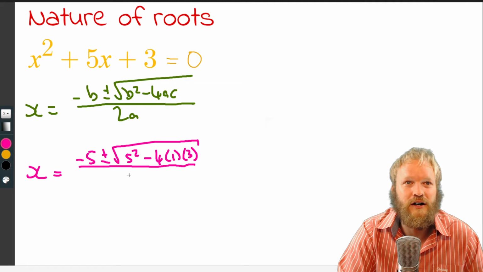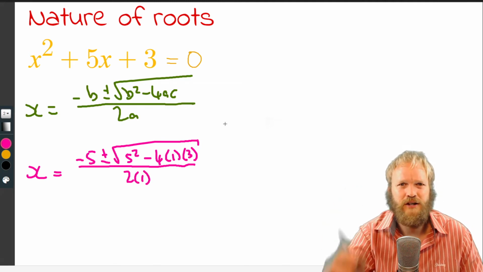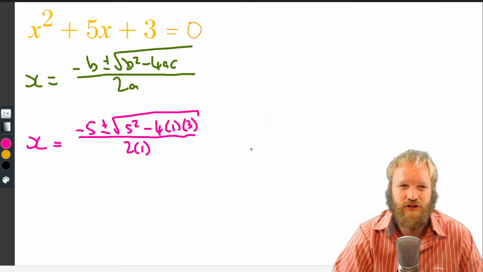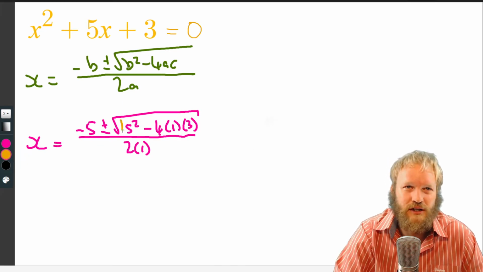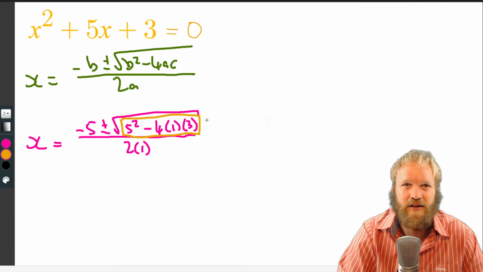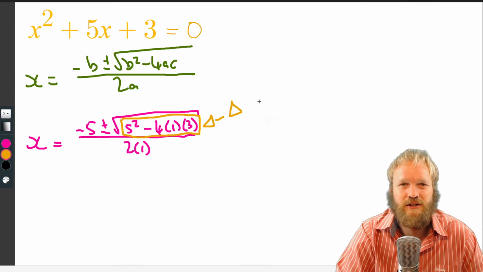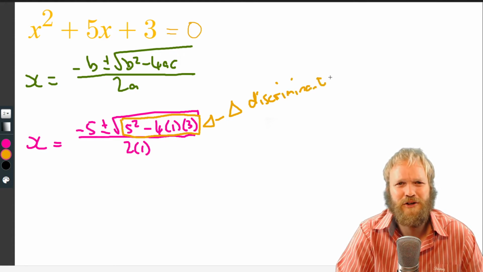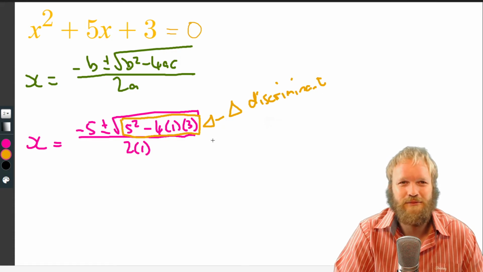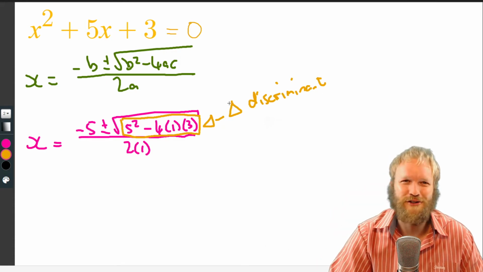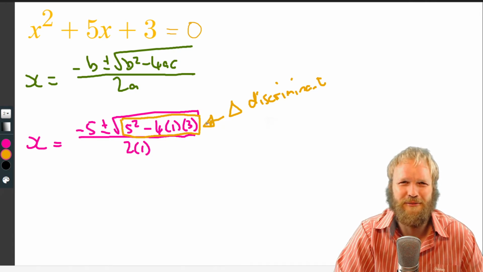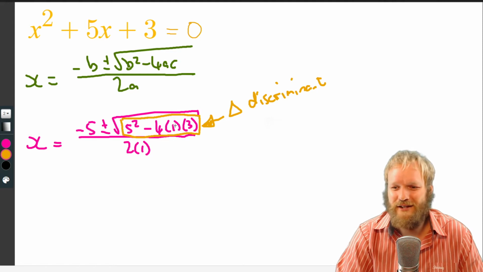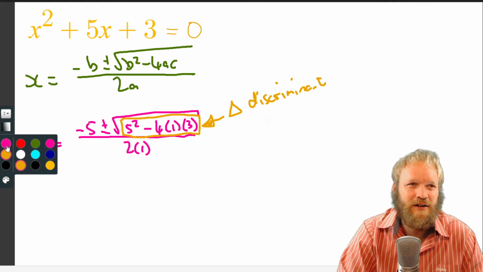everything over 2a. Now for this part of nature of roots, the only bit we're going to be interested in is this part over here, which is sometimes called delta, or the discriminant. Is that how you spell it? Hopefully. How are we doing on that so far? So that's what we're interested in, and here's why. Let's look at our next part.